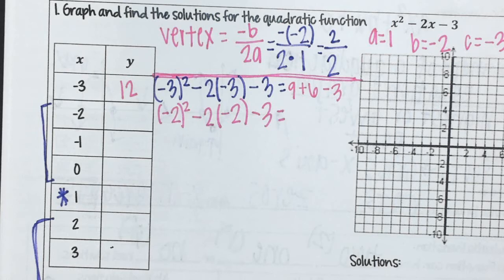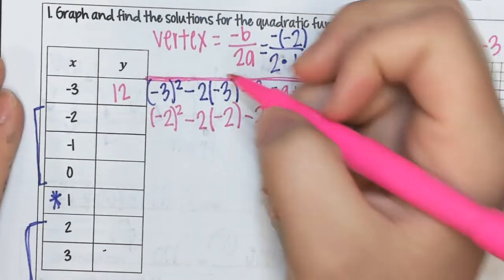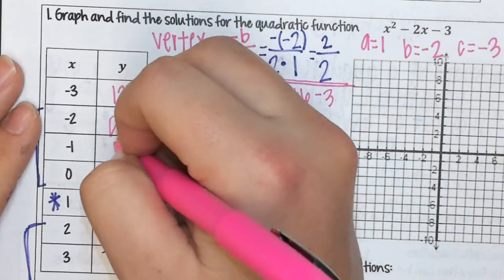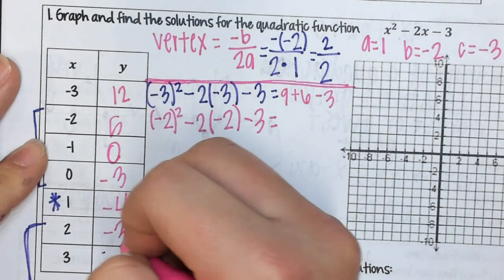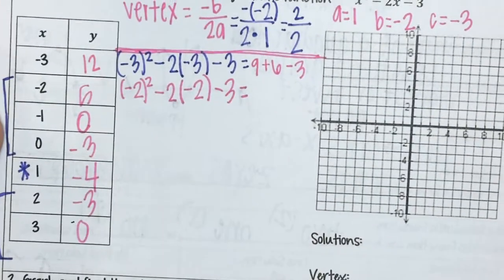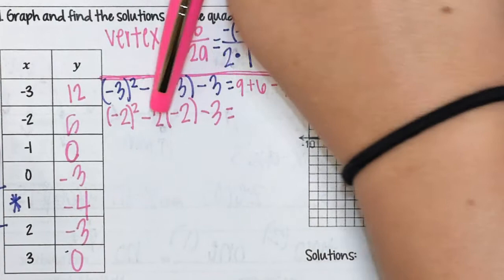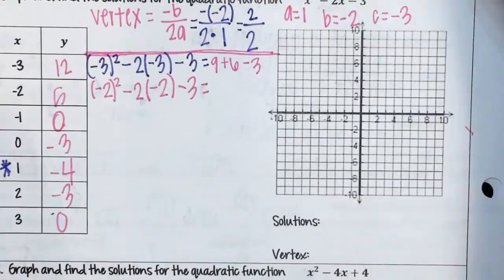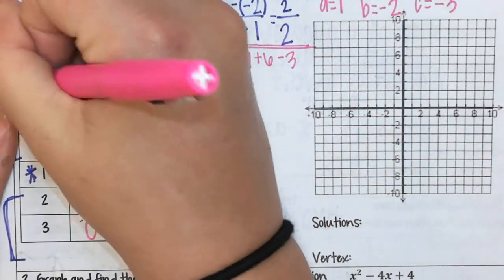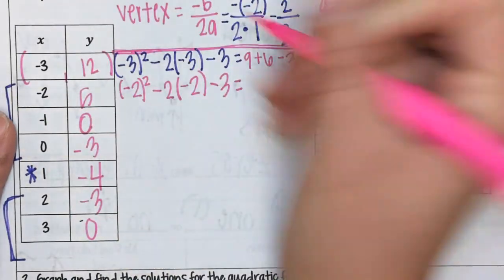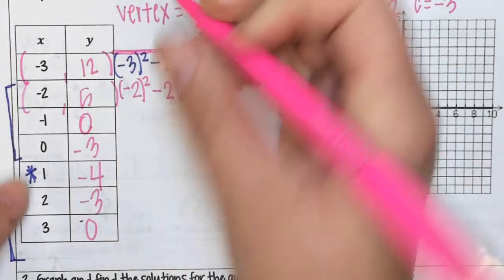Alright guys, so most of you are wrapping up number 1. So to check your answers, you should have negative 3, 12, negative 2, 5, 0, negative 3, negative 4, negative 3, 0. Okay, so even if you don't, go ahead and write those down so we can graph these. Each one of these is a point. So this is 1 point on your graph. This is 2 points. Your vertex is this one.